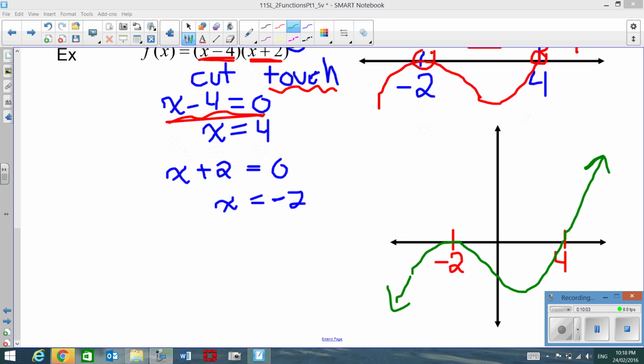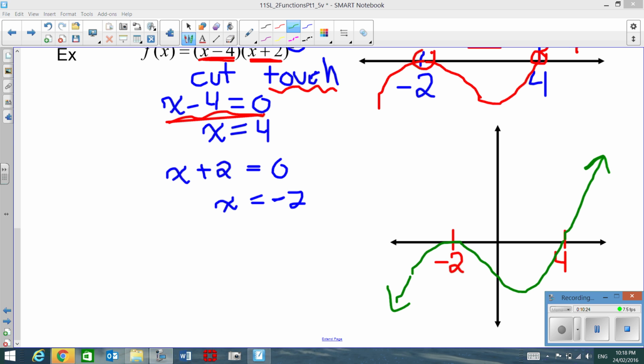So a very rough sketch of our graph would be at -2, I have a relative maximum, and then at 4, I cut the x-axis, and I'll continue upward to infinity, okay? Now this is just a rough sketch. That's the whole point of using sign diagrams. It gives us a little more accurate idea of what our graph actually looks like.